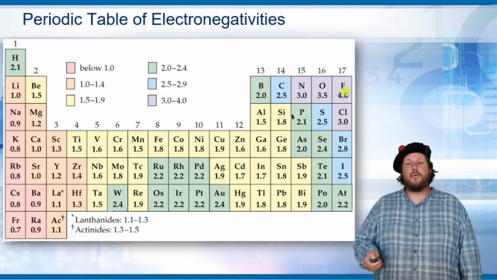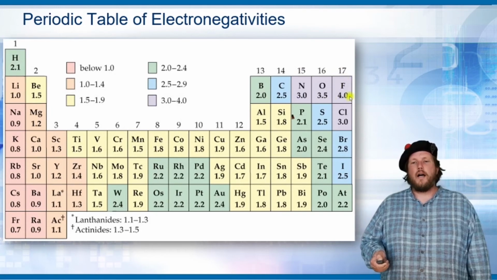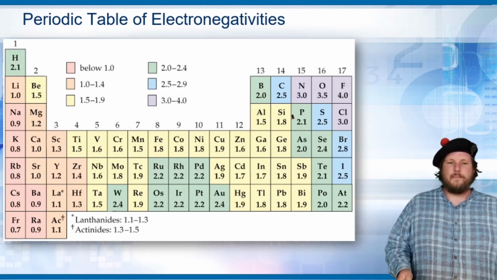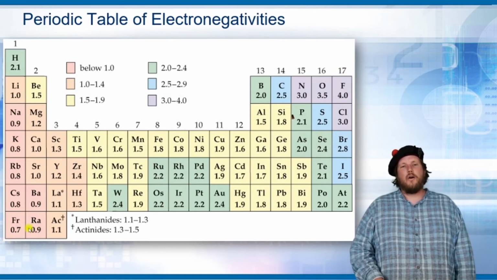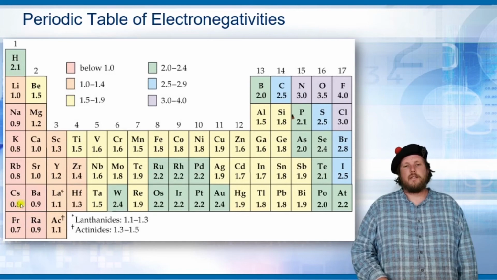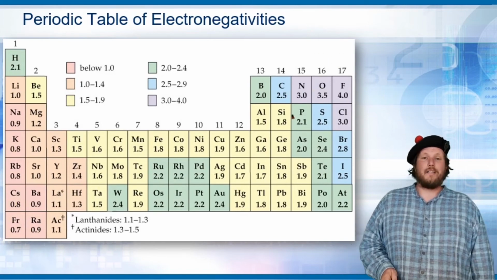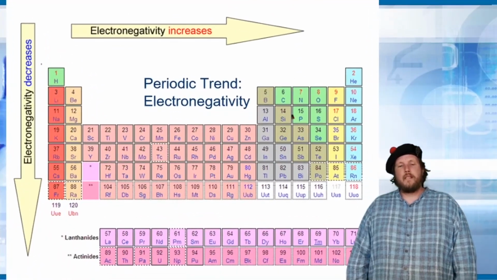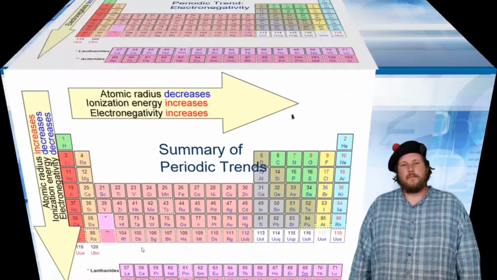But you'll notice fluorine is by far the highest. The most electronegative elements are fluorine, oxygen, nitrogen, and chlorine. And you'll notice that generally speaking, francium and the elements over here are the lowest electronegativity. So electronegativity increases as you go towards fluorine, which has the highest electronegativity. So electronegativity increases across, decreases as you go down.